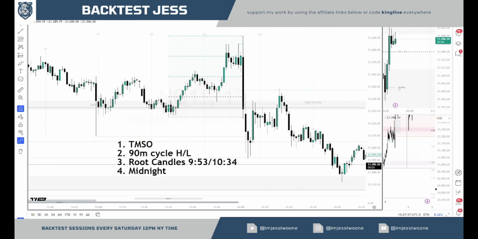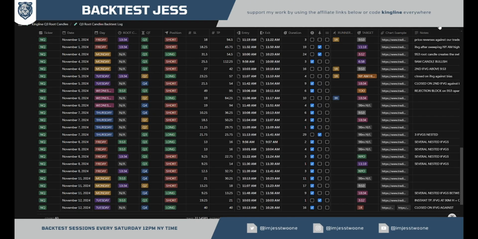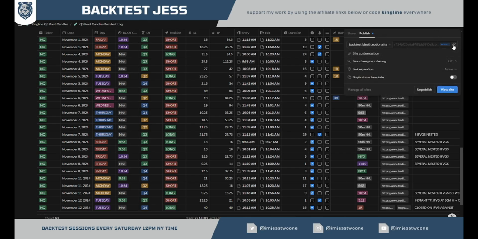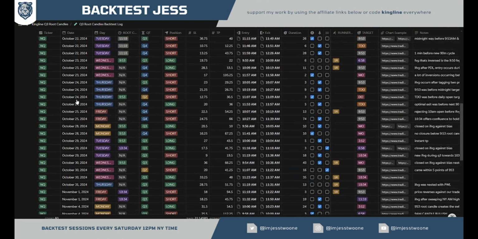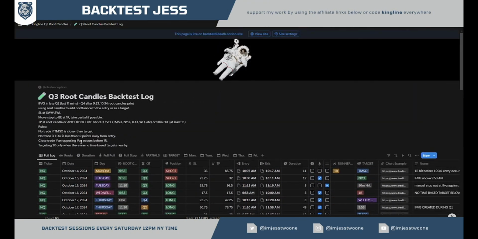Okay, so for those of you that have showed up today and have not been following, this is the backtest we are working on. This backtest specifically is aimed to get us all next day payouts. We are implementing Q3 inversions with the root candles, and the risk management that we are applying is all listed up here. Basically, we're trailing to 1R, stop loss at the swing high or the swing low closest to the inversion. And then we're aiming for any root candle or any other time-based level.